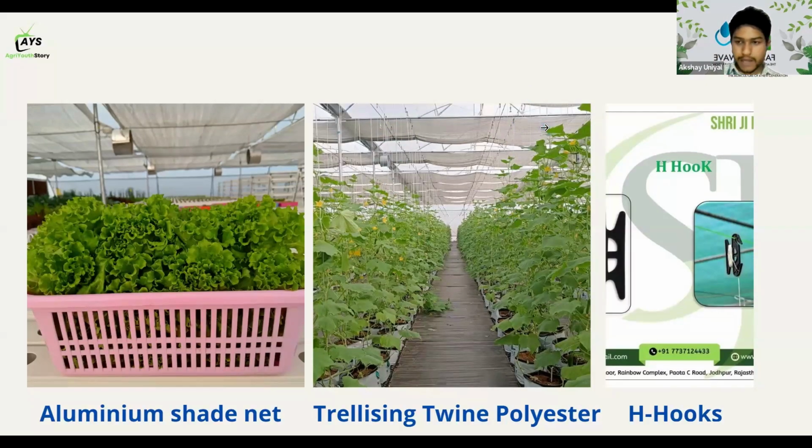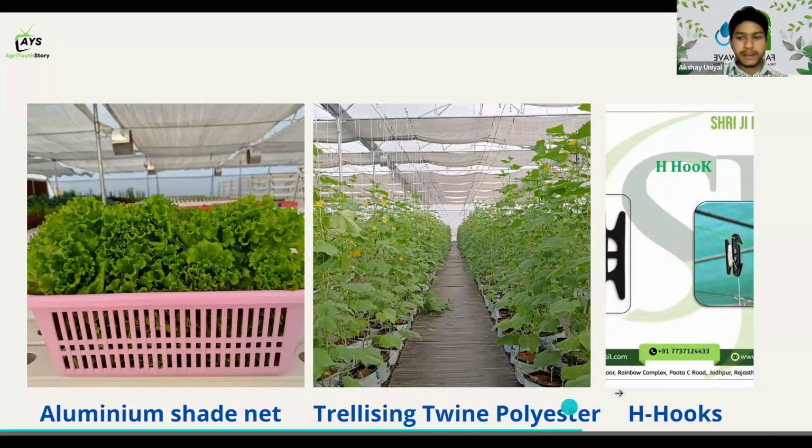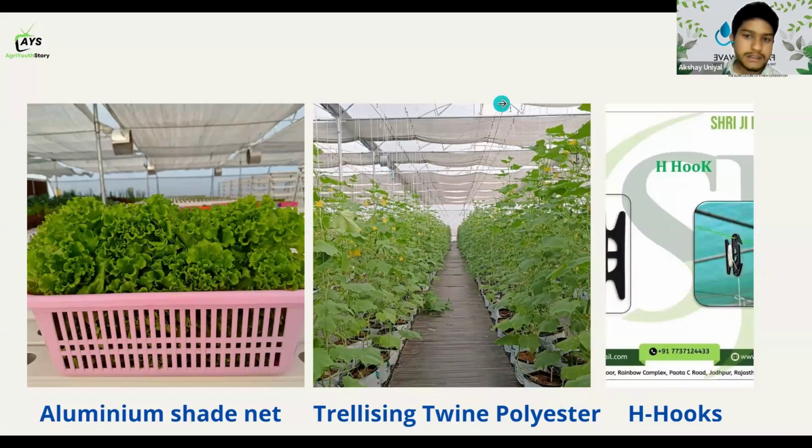These have a very good shelf life. You can use them for up to 5-6 years easily, and these are very solid also. So these are trellising systems that we create inside. Trellising vine polyester and these H hooks create a system where the climbers can easily climb, reach their full height, and bear a very good amount of fruit.